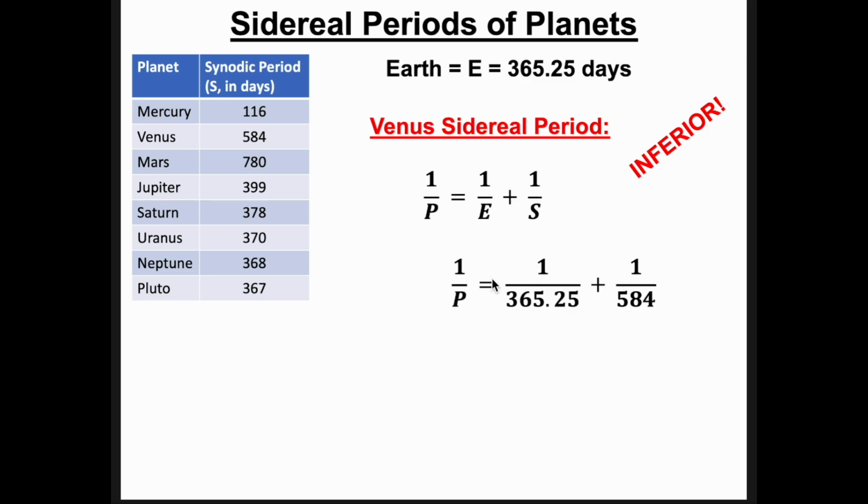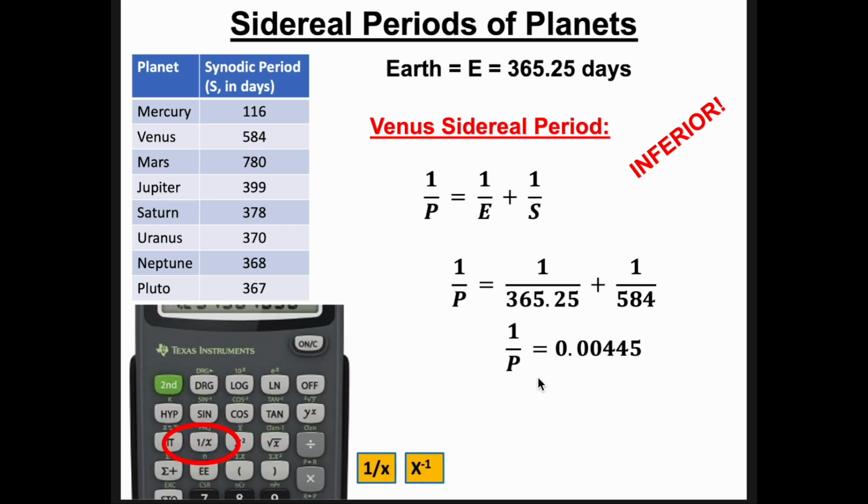So let's write this down. 1 over P equals 1 over the Earth period, 365.25 days, plus 1 over 584, the synodic period for Venus. So this is going to be fairly easy to put in your calculator. 1 over 365.25 plus 1 over 584. You should get something like this. 1 over P equals 0.00445. Now, this is only 1 over P. This is not our answer.